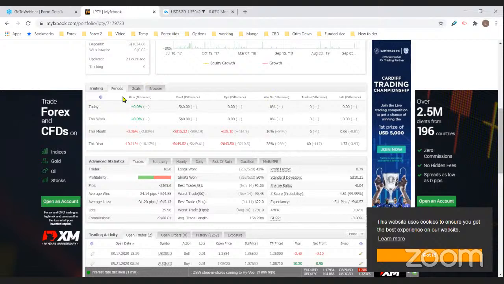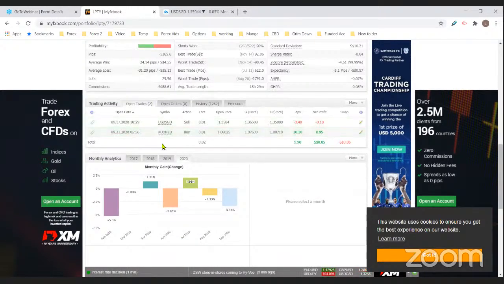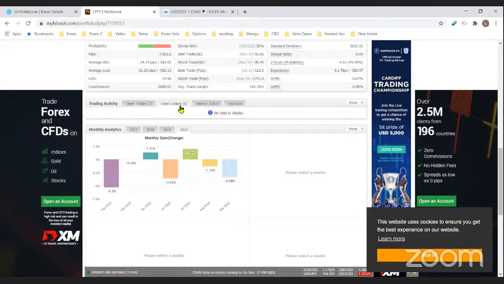And these are all the functions that you have. You can look at your current P&L, weekly, monthly, or yearly, and the number of trades that you have got. All these are the metrics for it. Currently I have 2 open trades. Past trading activity, all your orders, are all here.